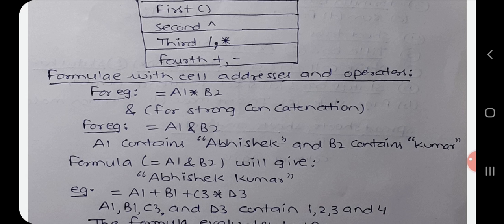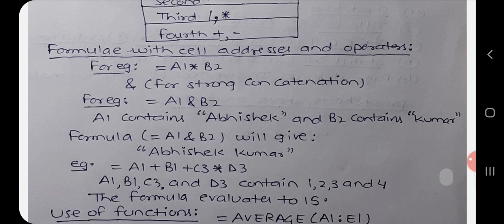For string operators, the following operator is useful. That operator is ampersand. Ampersand is used for string concatenation. For example, equal to A1 ampersand B2 will combine the strings within A1 and B2 and place it in the formula cell. If A1 contains Abhishek and B2 contains Kumar, the formula equal to A1 ampersand B2 will give the result Abhishek Kumar.